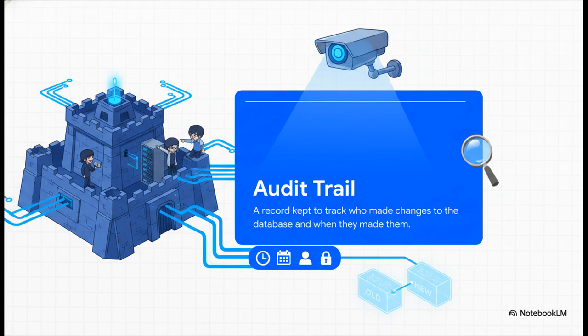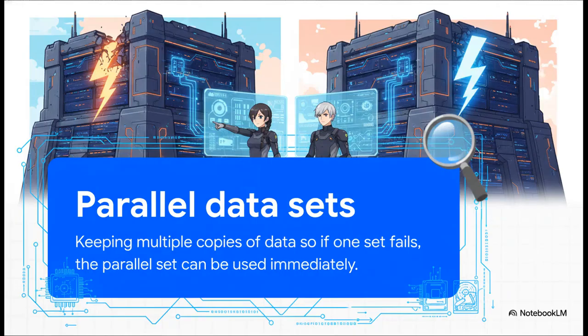Now, to be fair, keeping this trail does slow down the overall performance of the database, but if the data is highly sensitive, like financial transactions, it is absolutely non-negotiable. And because no fortress is totally immune to natural disasters or catastrophic hardware failure, we use parallel data sets. We also call this mirroring. This is the ultimate backup plan. You keep multiple live copies of your data.